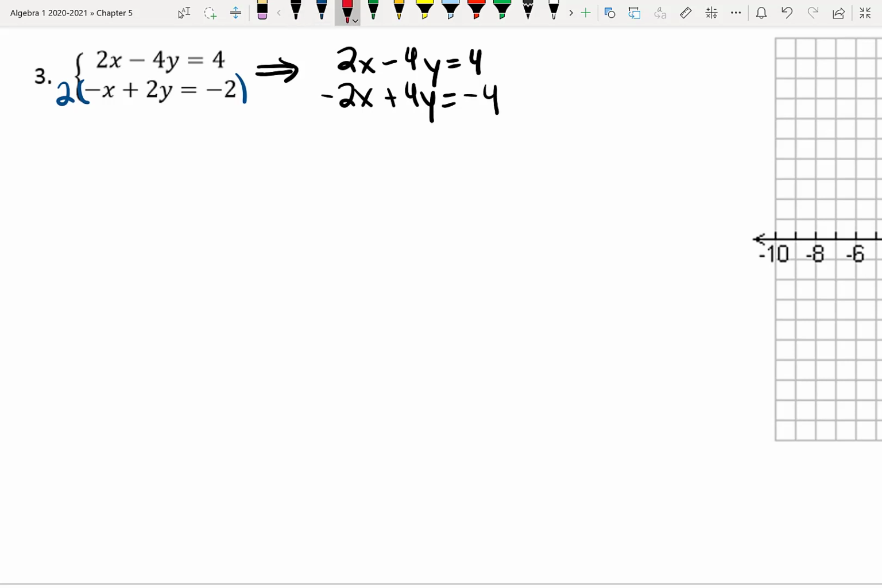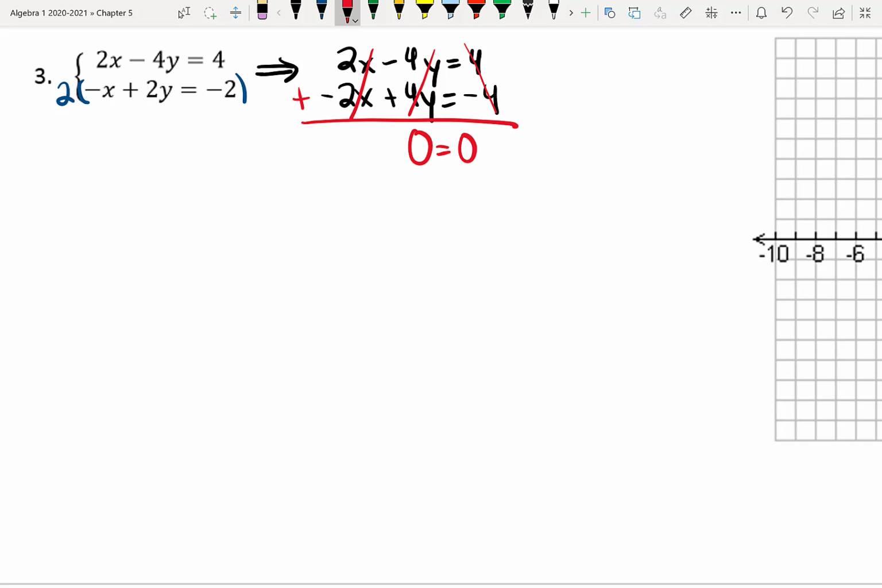So the elimination process now, I can go ahead and add up going down, and that cancels out my x's. It cancels out my y's, and it cancels out my numbers. Oh boy. So we have to remember here, when they cancel out, that really means they add up to 0, which is the same thing over here. 0 and negative 4 adds up to 0.